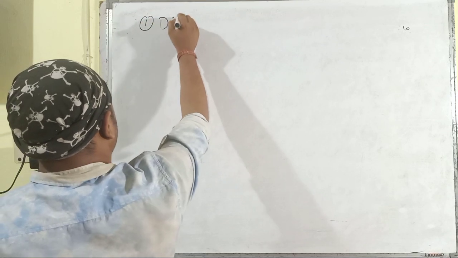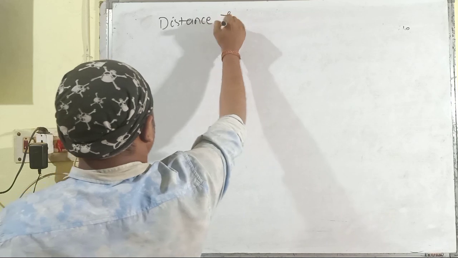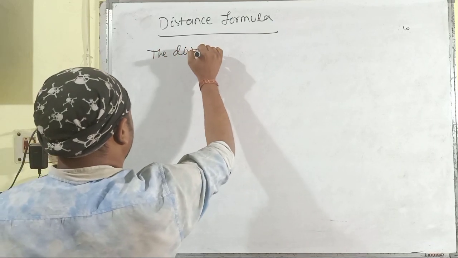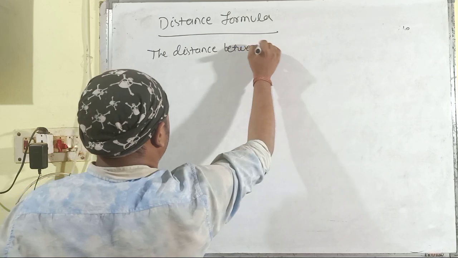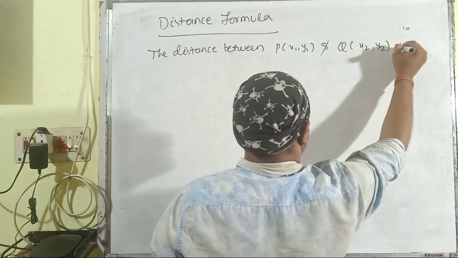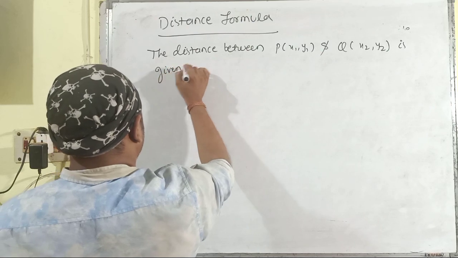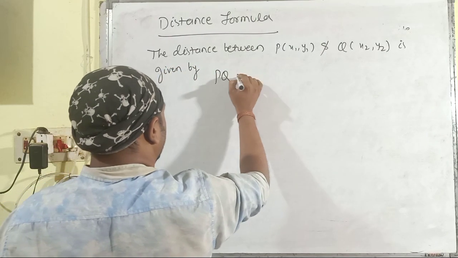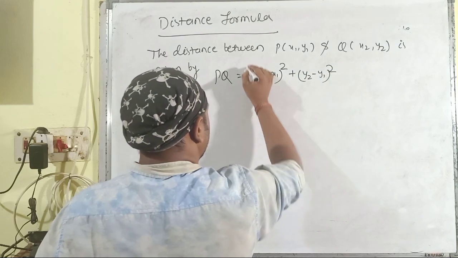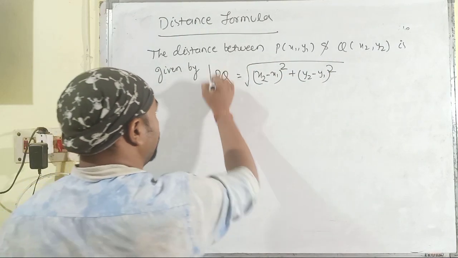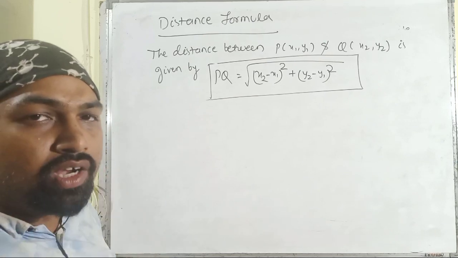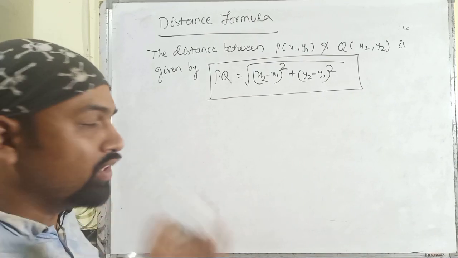So here it is the distance formula. The distance between P(x1, y1) and Q(x2, y2) is given by PQ is equal to the square root of the sum of squares of (x2 minus x1) and (y2 minus y1), and this is the required formula which is used to find the distance between any two points on the two-dimensional plane.